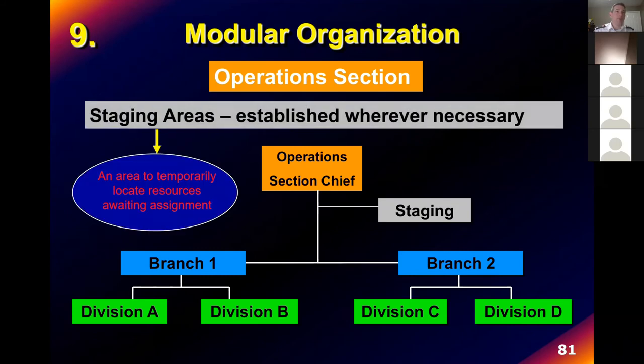So they're established whenever they're necessary. And again, that is an area to temporarily locate resources that are awaiting assignment. So they haven't been assigned yet. We need a place to put them. Let's put them in the staging area. And that's what we call level 2 staging. Level 1 staging would be the staging that is right at the site level and has been assigned. Level 2 staging is what we're talking about here, a separate area for uncommitted resources.